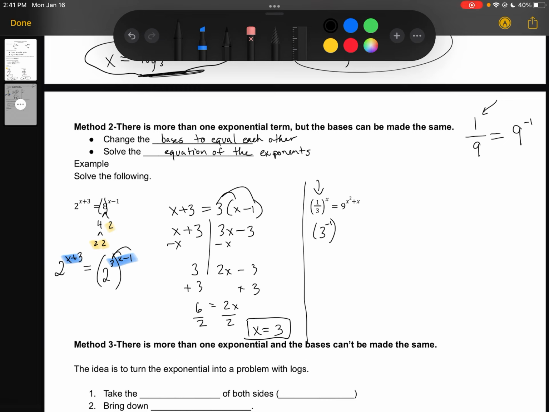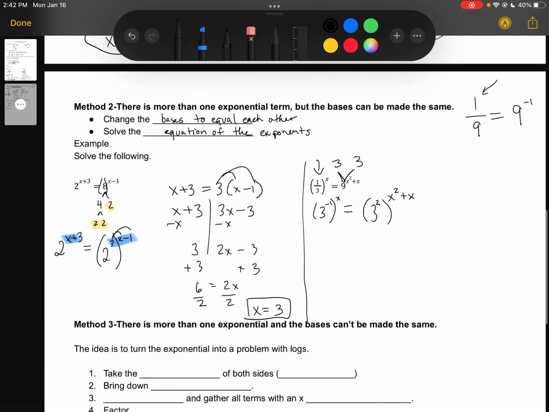So in this case, our first term, 1 over 3, we can just replace that with 3 to the negative first. And then the x is still on the outside. It doesn't help us because 3 and 9 aren't the same, but if we think back to 9, if we break down 9, this 9 right here, we can break it down into 3 times 3. So we can replace that 9 with 3 to the second power because there are 2 3's. And then just be careful because x squared plus x is still on the outside.